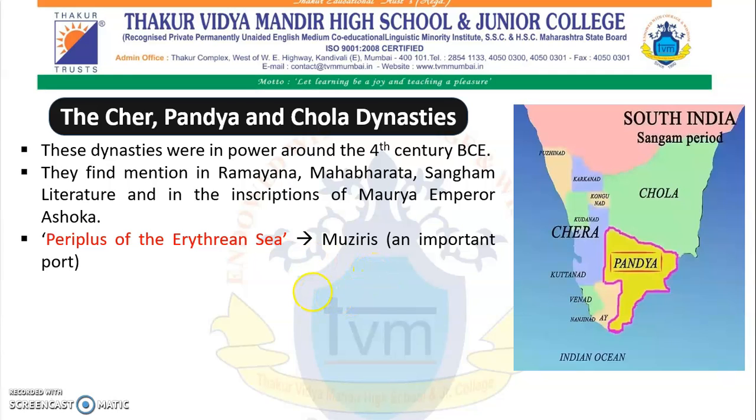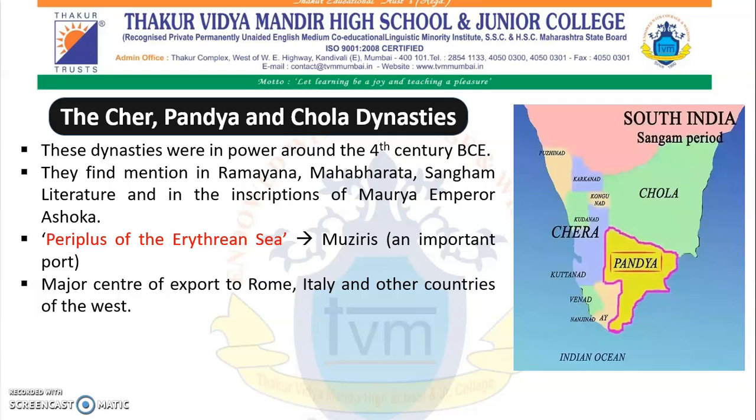Out of those ports, one very famous port was Muziris. It was on the coast of Kerala, which is in the south. This port was in the Chera Kingdom and was a very famous major center of export of pearls and precious stones to Rome in Italy and to other countries of the West.